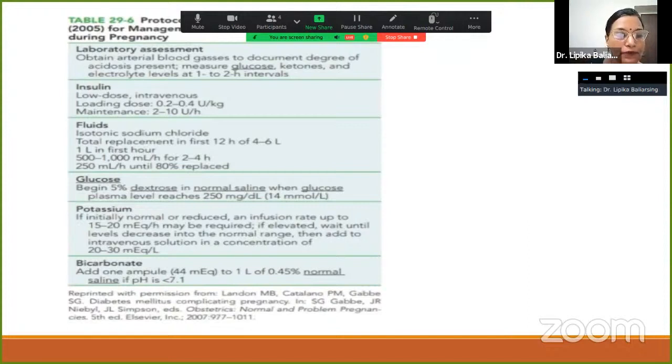Bicarbonate is controversial, but still should be added to the normal saline, at least if the pH is less than 7.1 or even 7.2. Otherwise, we can't give a lot of bicarbonate to these patients because it can give rise to a fetal hypernatremic state.